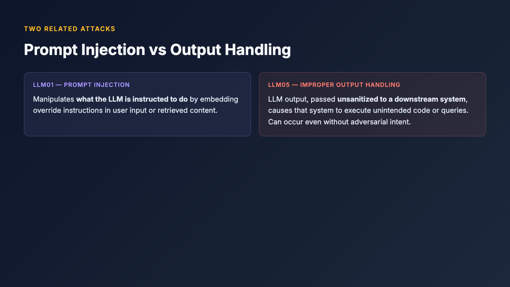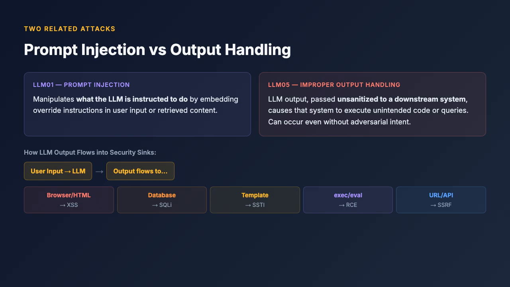This can happen even without adversarial intent. The two often work together. A prompt injection causes malicious output, which the app executes without sanitizing. But regardless of how the dangerous output was generated, the vulnerability is the same: untrusted content reaching a sensitive sink. LLM output flows into 5 categories of security sinks: browsers causing XSS, databases causing SQL injection, template engines causing SSTI, code execution functions causing RCE, and URLs causing SSRF.